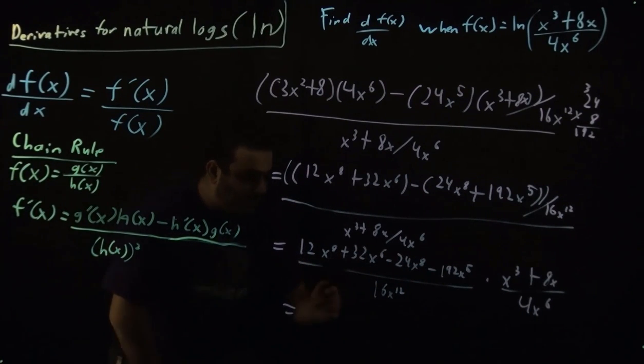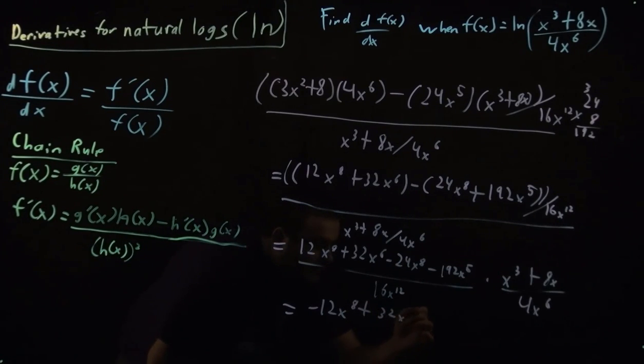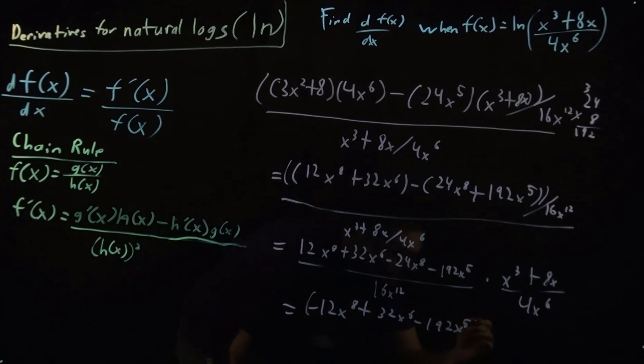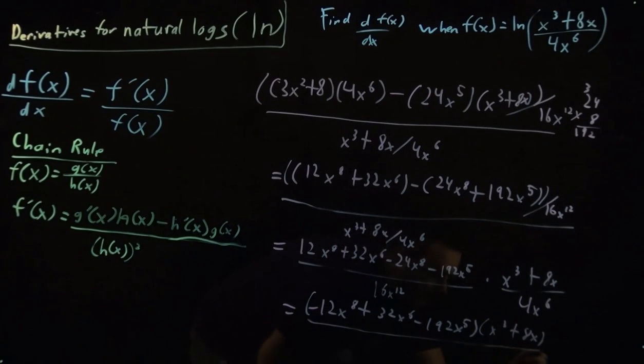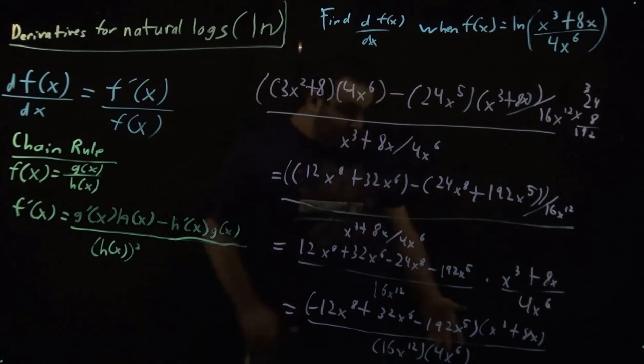In these terms, we're given negative 12x to the 8th plus 32x to the 6th minus 192x to the 5th, times x to the 3rd plus 8x, because that's from right here, all divided by 16x to the power of 12 times 4x to the power of 6. That's basically it. That is the complete solution.